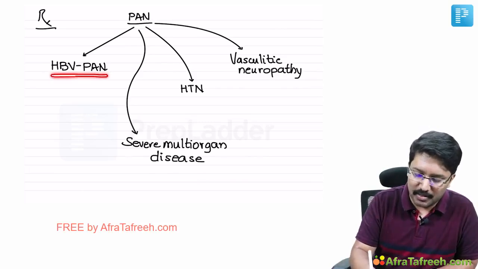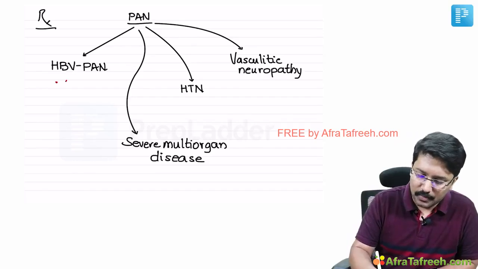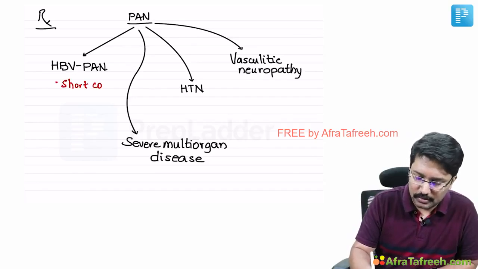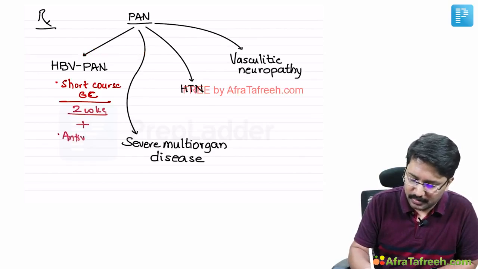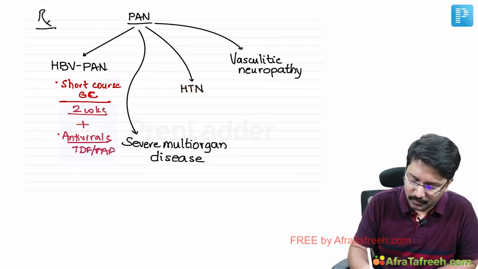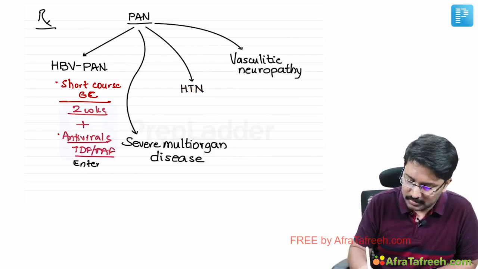If there is hepatitis B associated polyarteritis nodosa, in such situations, we manage them with a short course of glucocorticoids, usually oral, usually around 2 weeks, right? That is why I call it a short course. Plus we treat them with antivirals, right? The preferred antiviral generally nowadays is tenofovir, either TAF or TDF. Or if there are contraindications, you can consider entecavir.